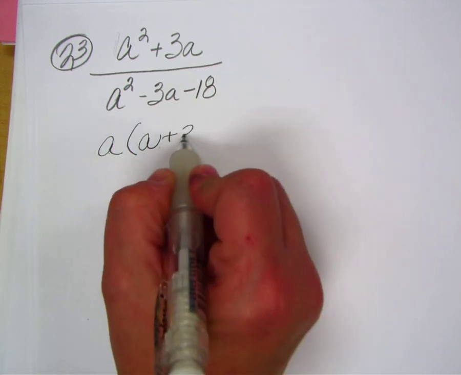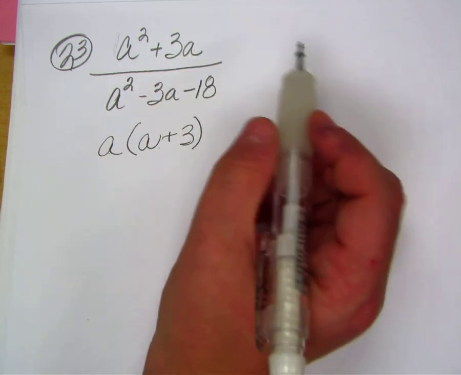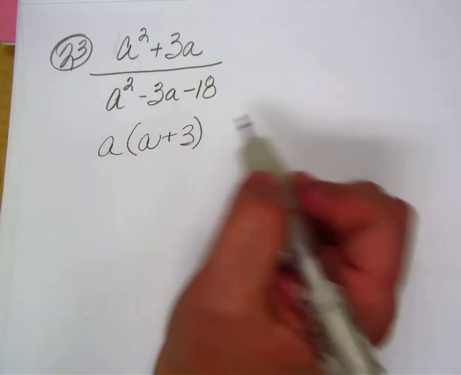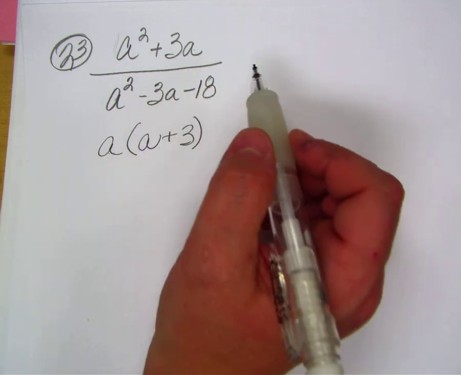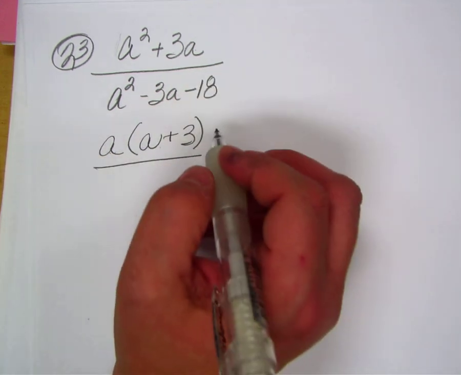Good, and I got a 3 here because I have 3a, but I've used that a. So now I got a 3. A times a is a squared. A times 3 is 3a. Okay? Now let's look at the denominator.